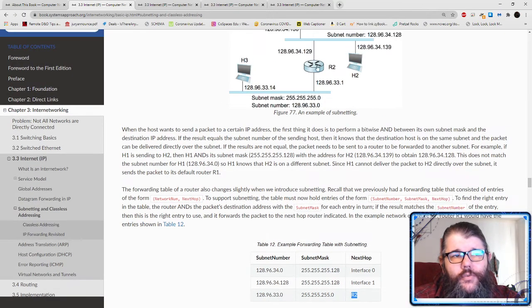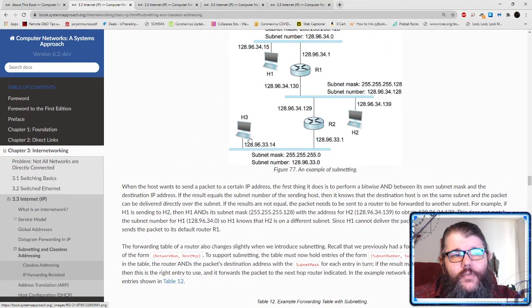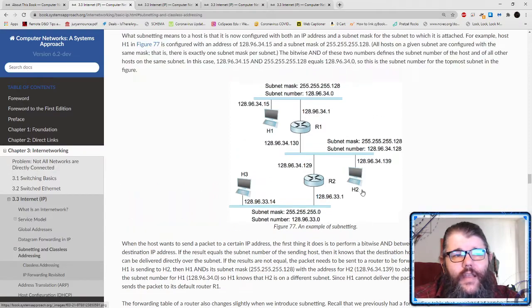which is then going to figure out what it's supposed to do with it. And it will have a different subnet mask and a different subnet number down there that describes its network. And so this is an example of subnetting.